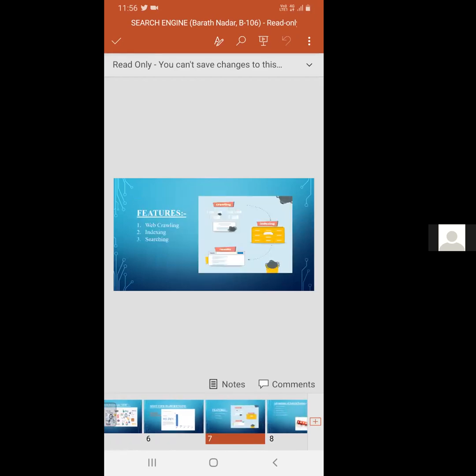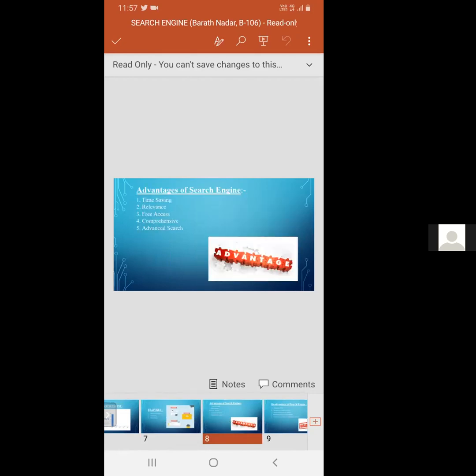And what are the features of search engine? Search engines basically have three features: web crawling, indexing, and searching. Now, here we come to the advantages of search engine.